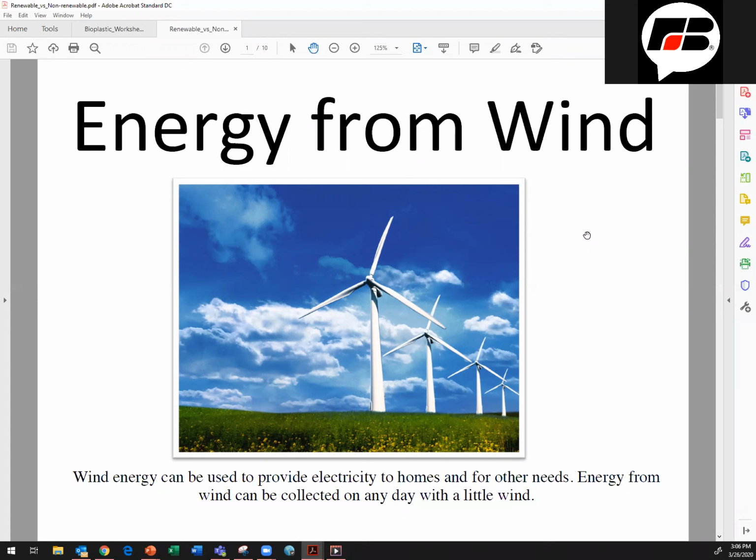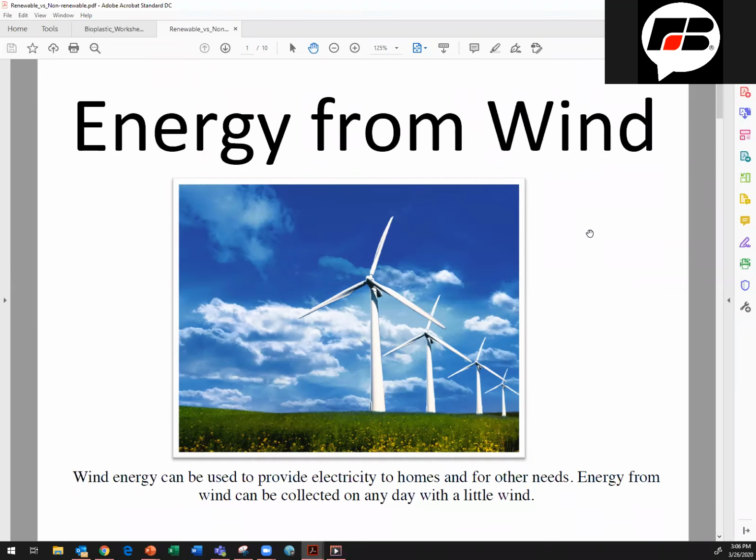Energy from the wind. Wind energy can be used to provide electricity to homes and for other needs. Energy from the wind can be collected on any day with little wind. Do you think wind or energy from the wind is a renewable or non-renewable resource? If you guessed renewable, you are correct.